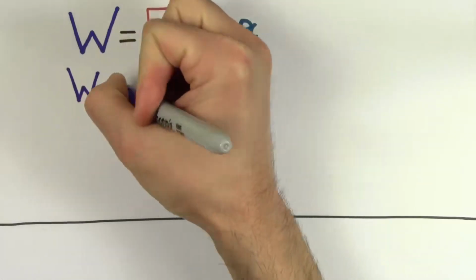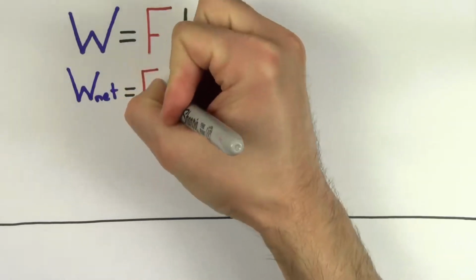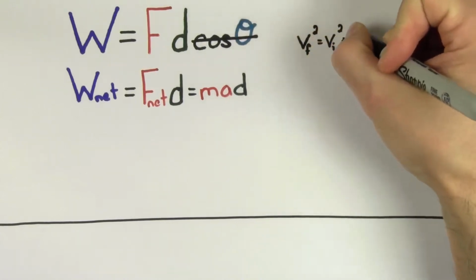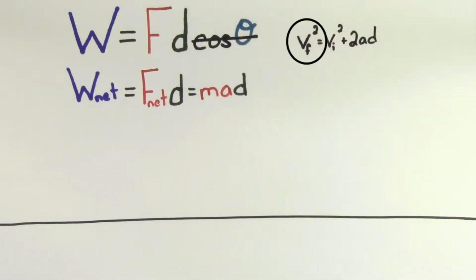Since we're talking about the net work done on an object, I'm going to replace F with the net force on that object. Now, we know that the net force is always equal to the mass times the acceleration. So we can replace F net with m times a. So we find that the net work is equal to the mass times the acceleration times the displacement. I want to write this equation in terms of the velocities and not the acceleration times the displacement. So I'm going to ask that you recall a 1D kinematics equation that looked like this. The final velocity squared equals the initial velocity squared plus 2 times the acceleration times the displacement.